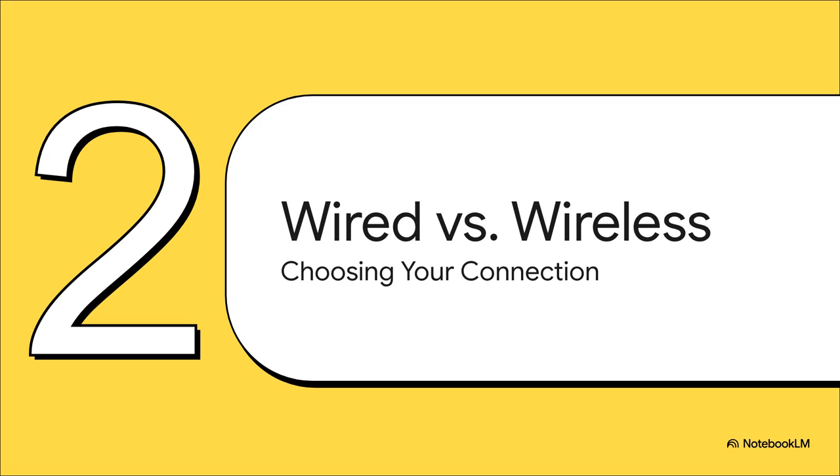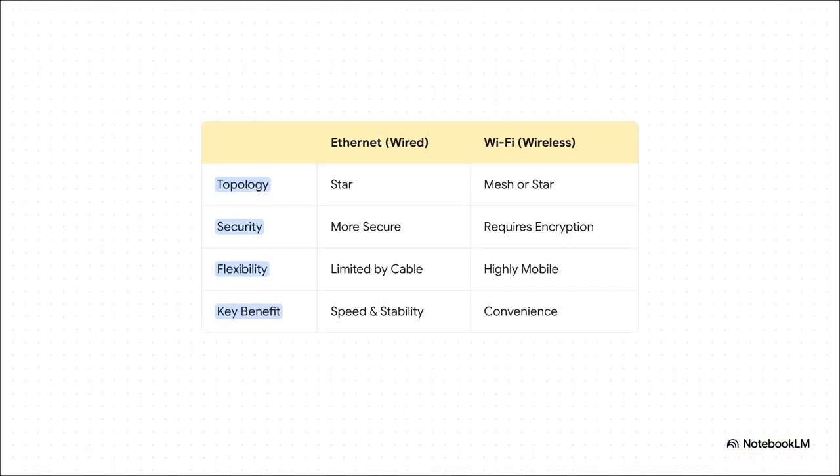Okay, so we know what a LAN is, but how do our devices actually get on the network? Well, you've really got two main options: plugging in a good old cable or riding the airwaves. So, let's look at the trade-offs here. On one hand, you have Ethernet, the wired connection. It's usually set up in what's called a star topology, which just means every device gets its own dedicated cable plugged right into a central router. That direct line makes it super fast, super stable, and very secure.